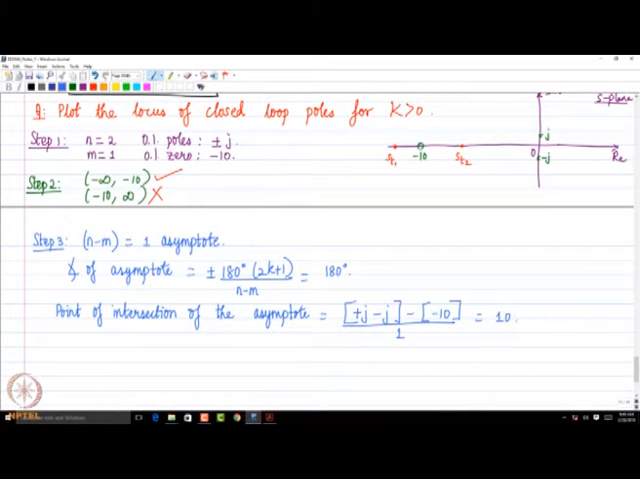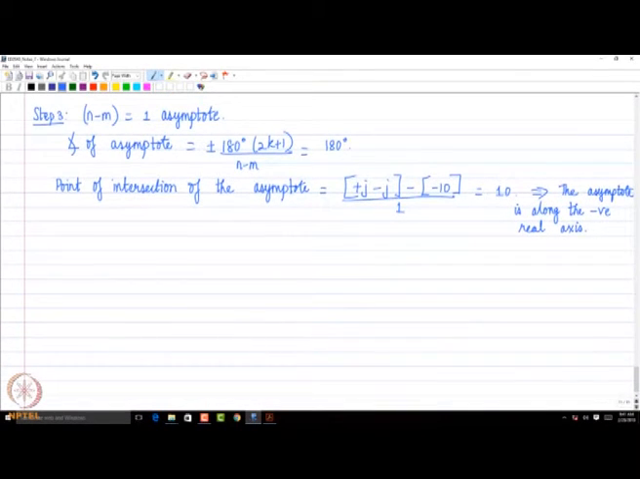Plus 10. So what does this really mean? This really means that the negative real axis is the asymptote. The asymptote goes along the negative real axis. Instead of any line parallel to the negative real axis, the negative real axis itself is the asymptote. So the asymptote is along the negative real axis. That's what this analysis concludes. So that is step 3.